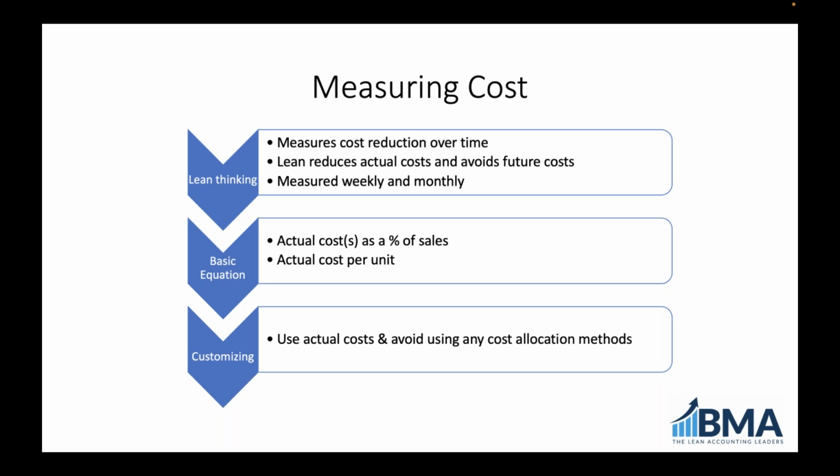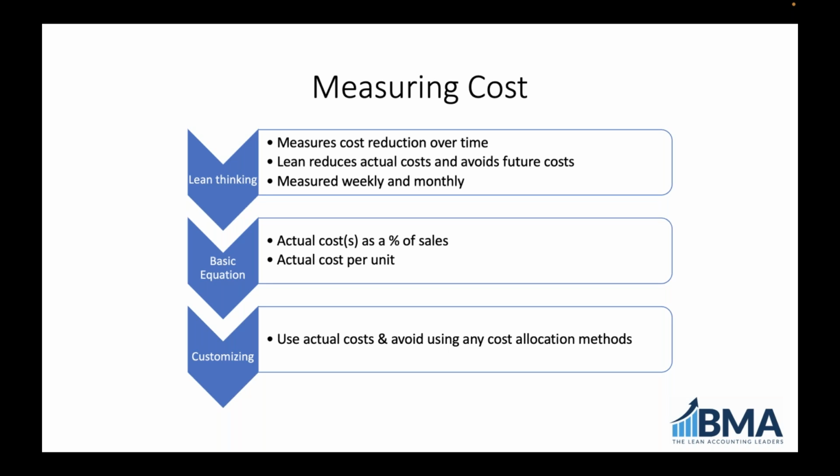Okay, how does lean reduce costs over time? It reduces actual costs and it avoids future costs. That's the idea of eliminating waste and creating capacity. You create capacity, for example, and you don't have to hire people because you have the capacity because you eliminated waste. That's avoiding a future cost.